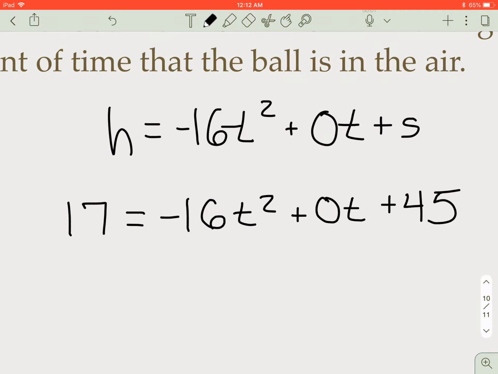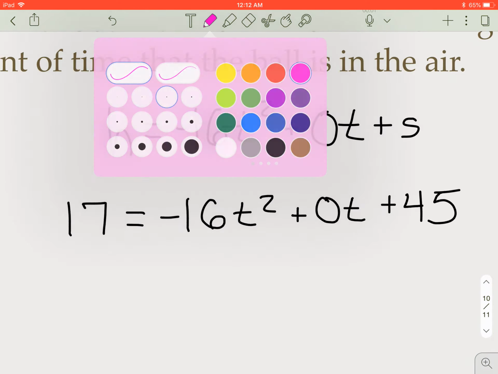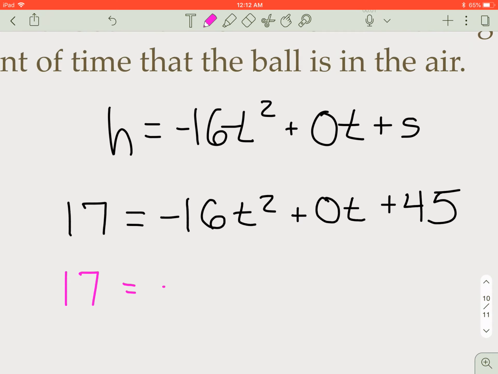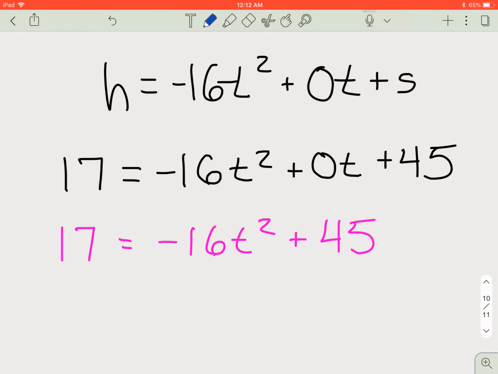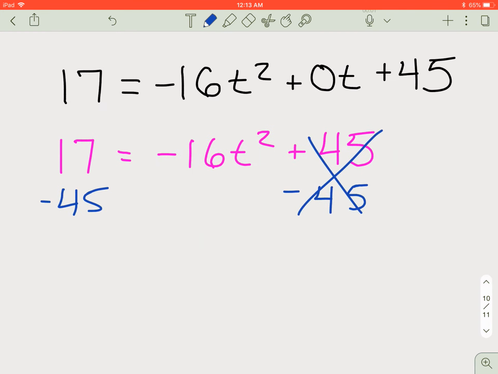Now, if I want to rewrite this, I can make this look a lot easier by getting rid of that 0t, because I don't need that. So I'll be left with 17 equals negative 16t squared plus 45. This should now look similar to the problems we've done in the previous videos. I want to get my variable alone, so I have to get that term by itself first. So I would subtract 45 from both sides, my 45s cancel out, and I'd be left with negative 28 equals negative 16t squared.